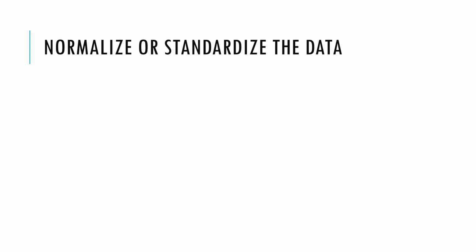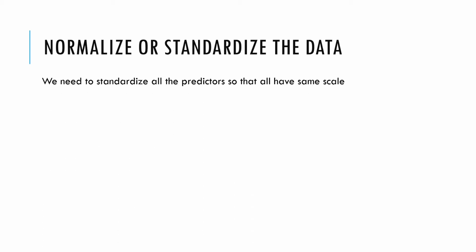So what does it mean to normalize or standardize the data? We need to standardize all the predictors so that all of them have the same scale. Let's look at one example. Say in a data set we have two variables. One is age. Age is measured in two digits, right? 45 years old, 60 years old, 70 years old. And another variable is salary. Salary is measured in thousands, right? So 67,000, then 90,000, 100,000.